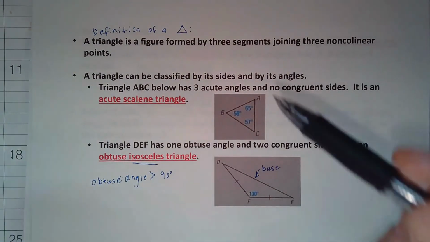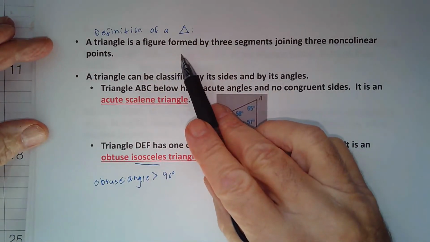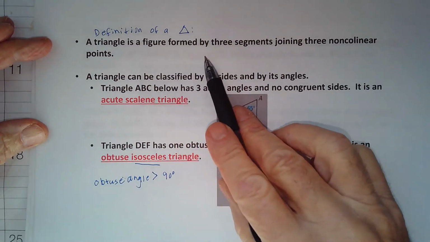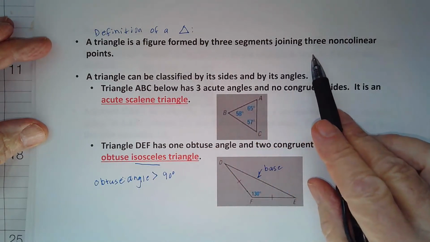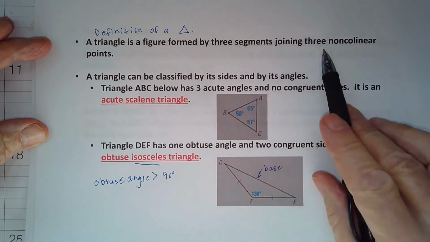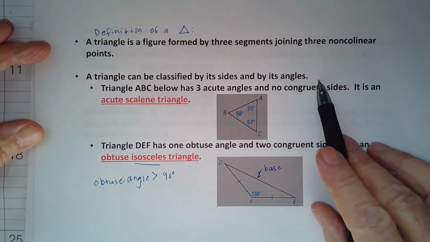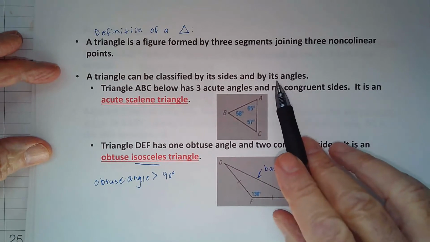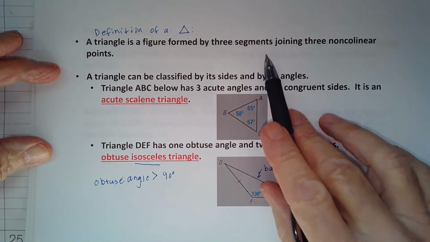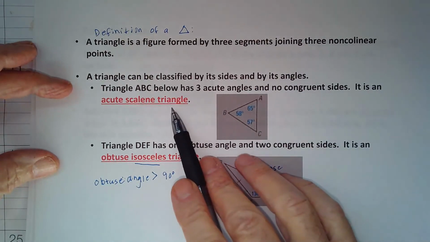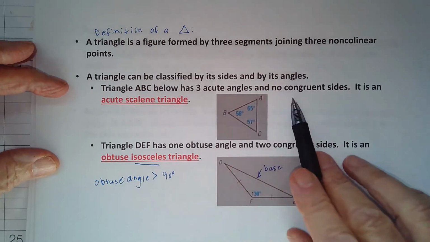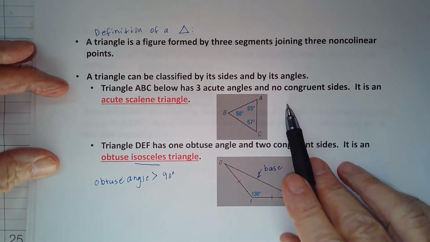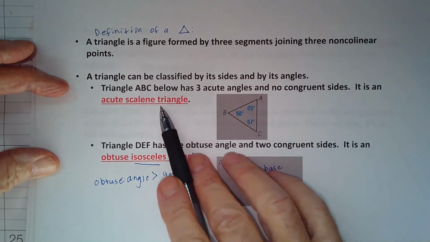So this is the definition of a triangle, basically. A triangle is a figure formed by three segments joining three non-collinear points. So if you aren't sure what it is, this is it. Make sure that everything you do involving triangles has this in the back of your mind. A triangle can be classified by its sides and by its angles. We said that before.